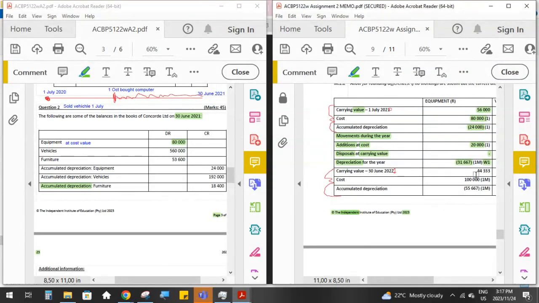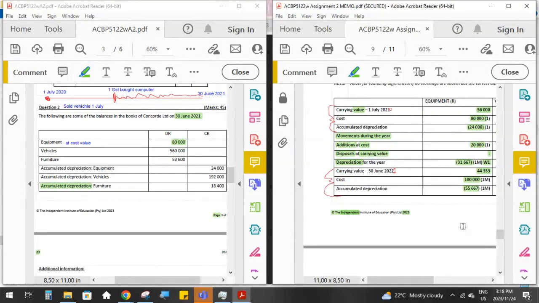So let's work out my closing cost. I've got opening cost of 80,000 plus new cost of 20. So 80 plus 20 means my closing cost is 100,000. I've got opening ACDEP of 24,000 plus new depreciation of 31,667. So 24 plus 31,667 is closing ACDEP of 55,667. Cost 100 minus ACDEP 55,667 works out my closing carrying value of 44,333.